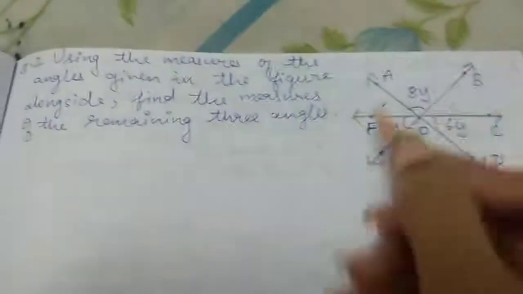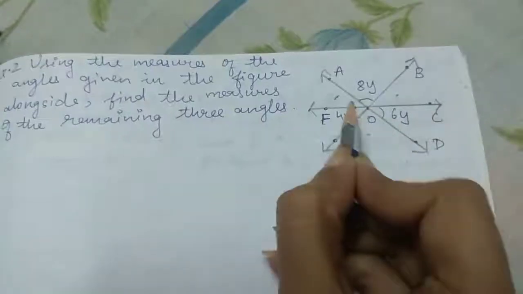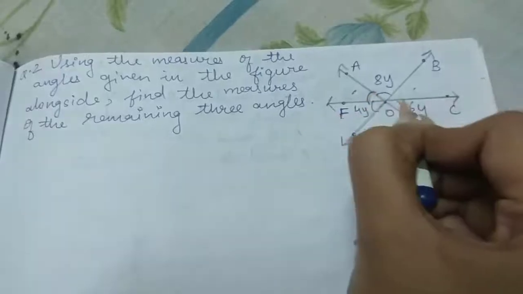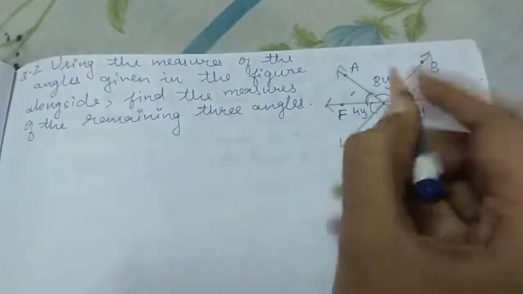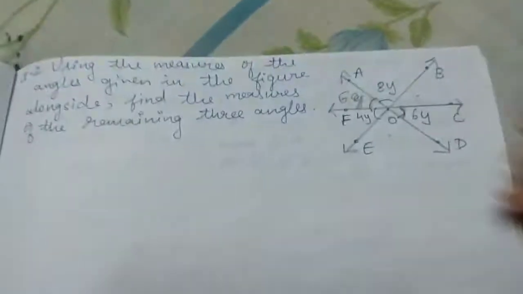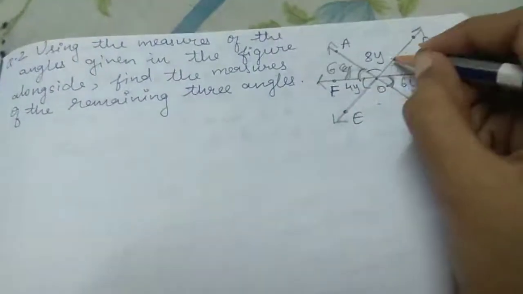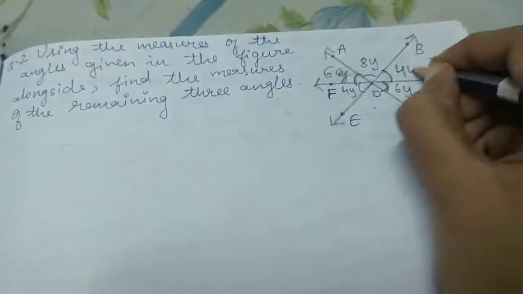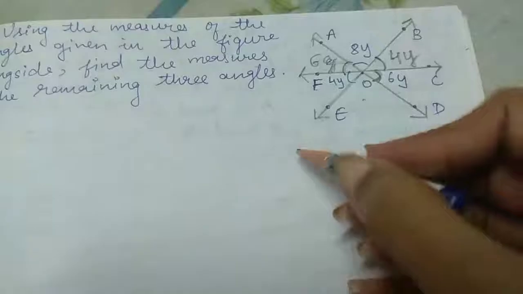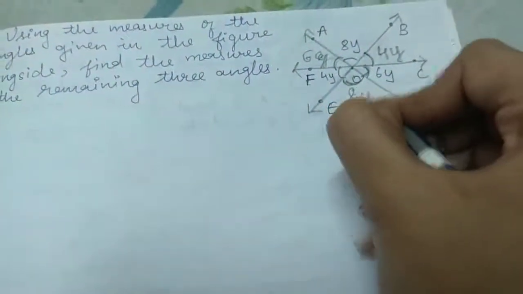First, let us do here itself. Now AOF is vertically opposite to COD. See, AOF and COD. These 2 angles are vertically opposite. So if this is 6y, then this is also 6y. Then BOC is vertically opposite to EOF. So if EOF is 4y, then BOC is also 4y. Now AOB is vertically opposite to EOD. So if this is 8y, then EOD is also 8y.